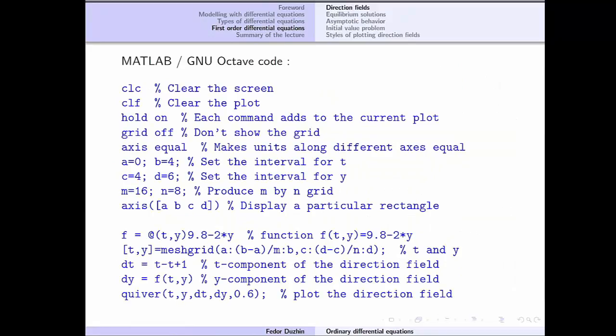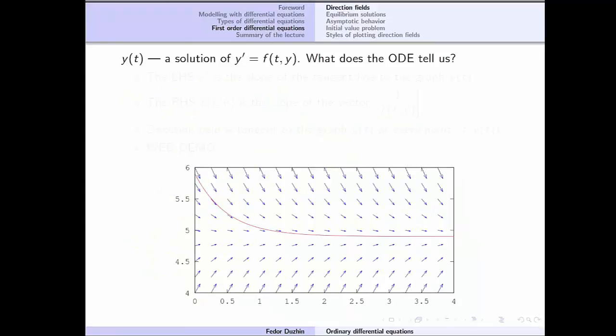Okay, so for your reference, there is a MATLAB or Octave code that plots this vector field. Then, why is it so important to talk about this direction field? The reason is because a direction field is a very convenient way to visualize a differential equation, right?